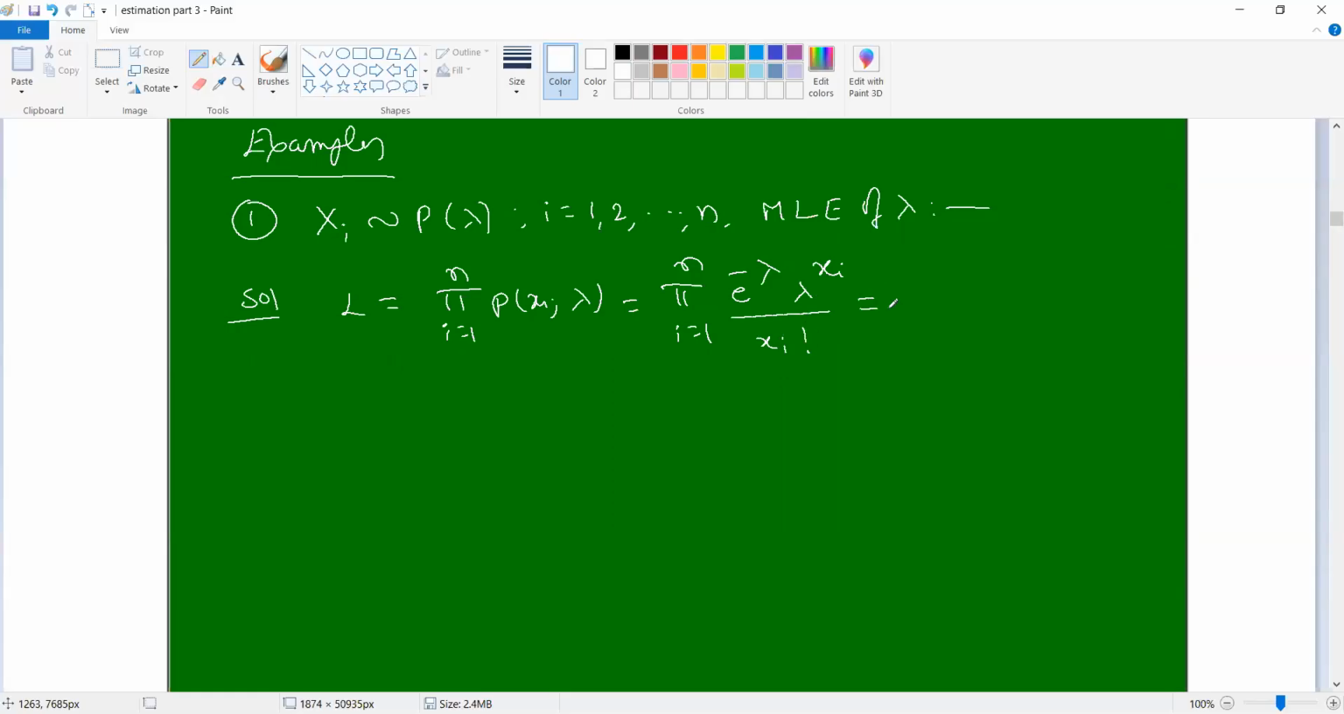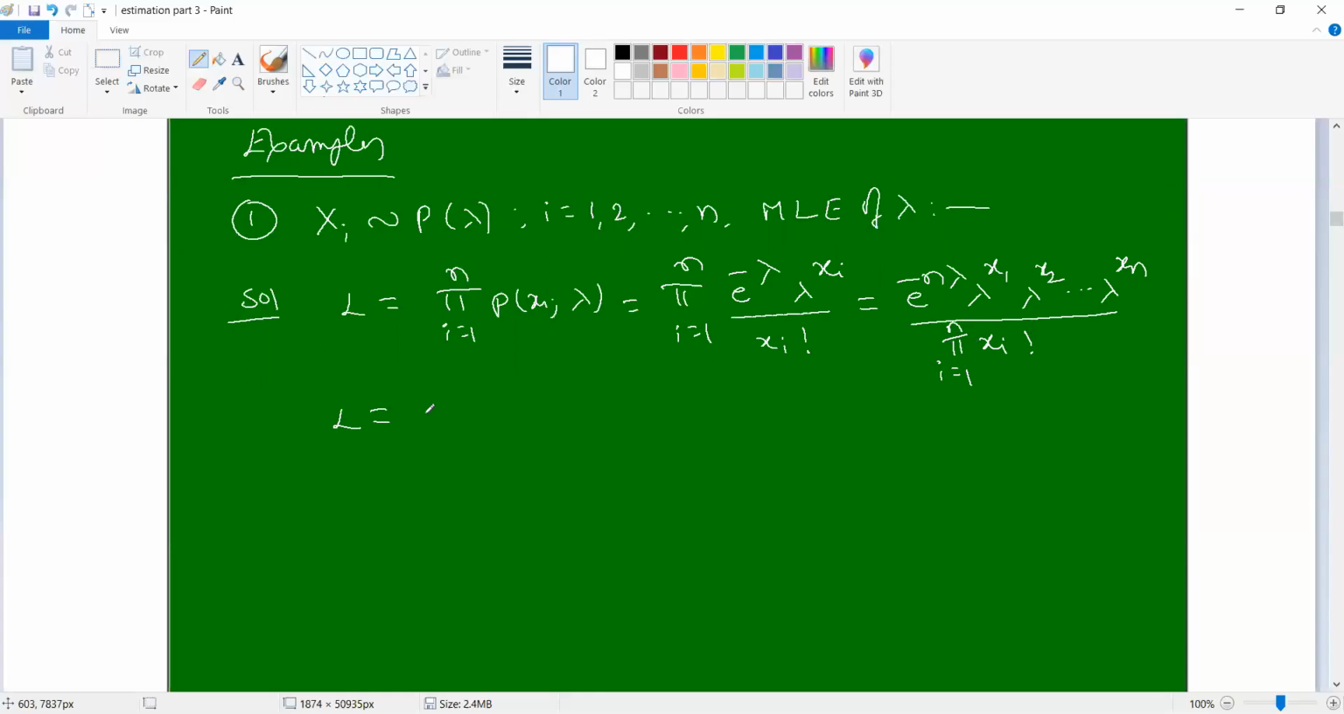That is equal to e power minus n lambda, the constant taken outside n times, then lambda power x1, lambda power x2, and so on, lambda power xn, divided by the product of xi factorial, i is equal to 1 to n. The product of xi factorial is a purely constant term.